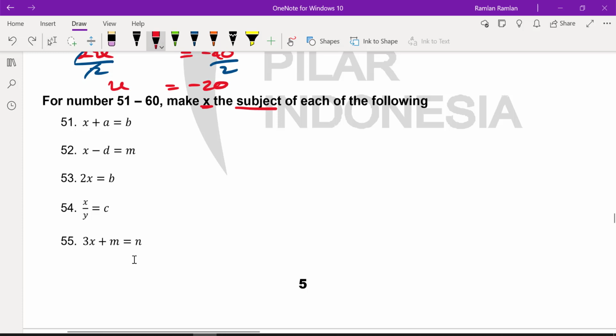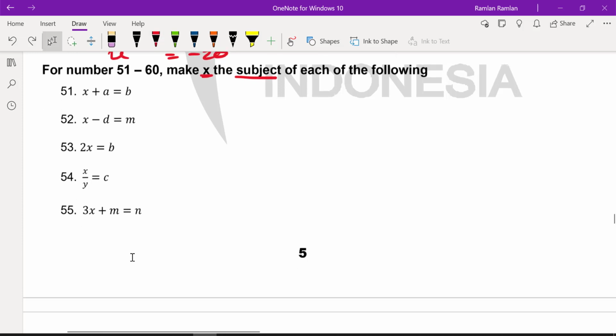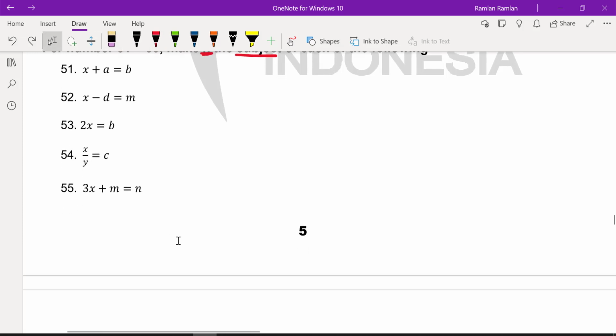This one, all of them are variables. Let's go to number 51 here. We have x plus a equals b. So we want to make the x alone on one side of the equal sign. It means that we have this a also on the left side of the equal sign, but it needs to be removed, right? The same thing like before.